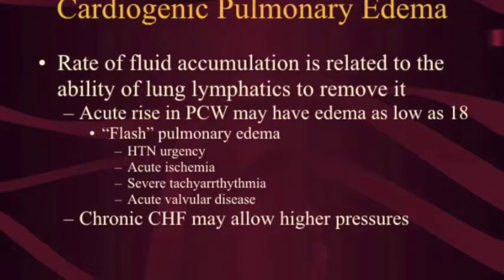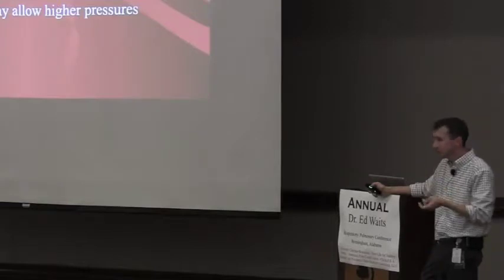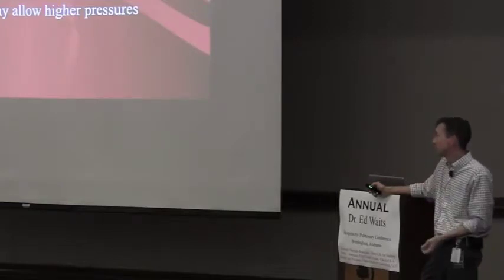So cardiogenic pulmonary edema, the rate of fluid accumulation in your lungs and sometimes around the lungs, is basically related to the ability of the lung lymphatics to remove it. If more fluid goes in and they can't remove it fast enough, that shows up as shortness of breath, chest x-ray problems, and pulmonary edema. An acute rise in wedge pressure can cause edema at as low as 18. So if all of a sudden the pressure went from 10 to 18, now I've got flash pulmonary edema, right?